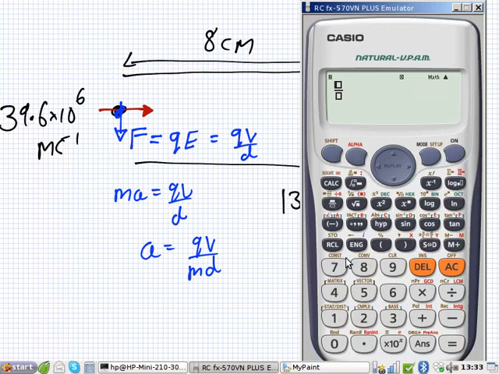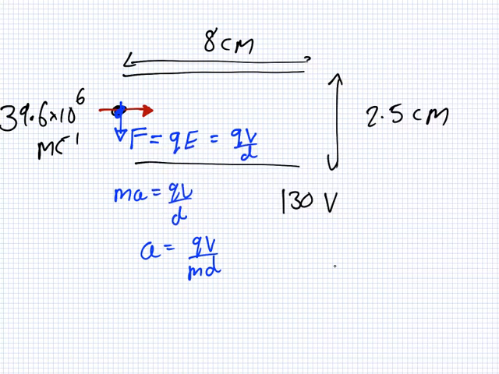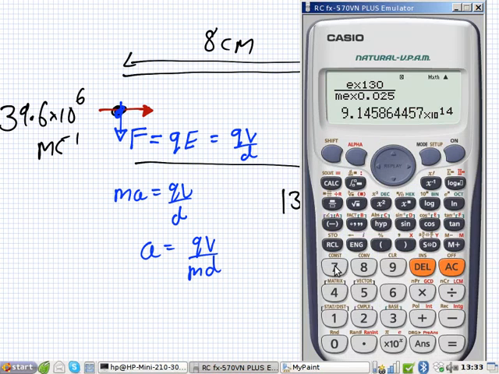So that is constant. But you want the vertical. I know, but we would need to know the acceleration vertically to work out the displacement vertically. Right? E times V, which is 130, over M times D, which is 2.25 centimeters. So it's accelerating a lot, actually.